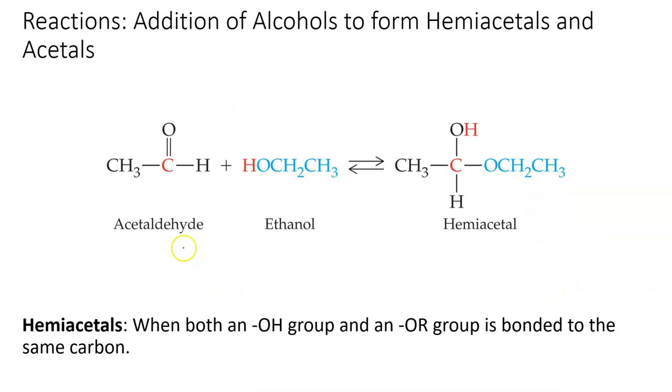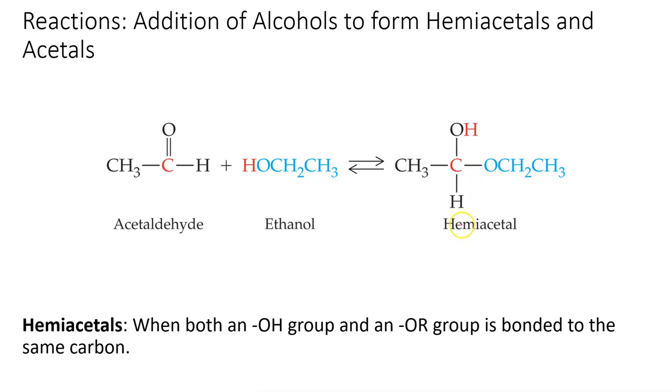Other reactions with aldehydes and ethanol, we can make these hemiacetals, and this is where this carbon is going to attach to this oxygen, and we're going to break that double bond to allow that to happen. And you'll notice that we get an alcohol functional group, and then we get an ether functional group attached. So this is actually called a hemiacetal functional group.